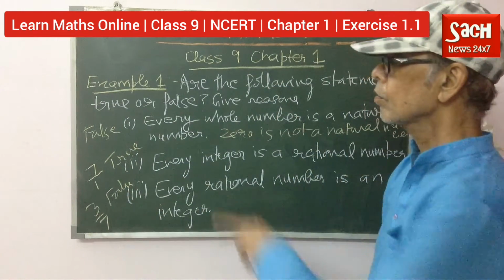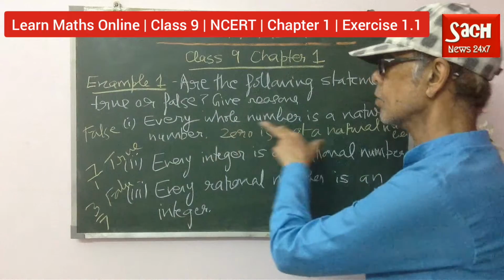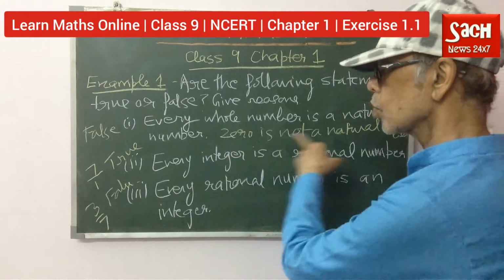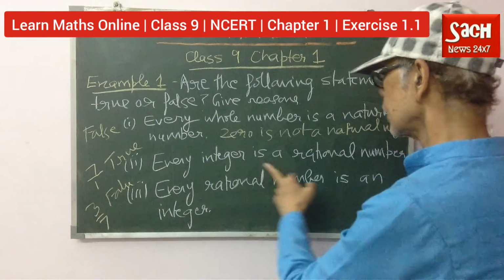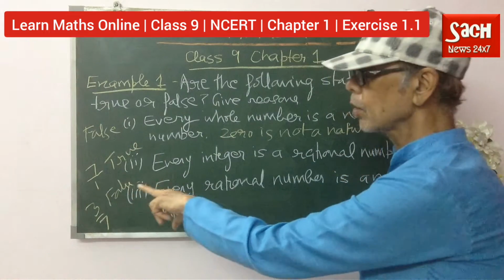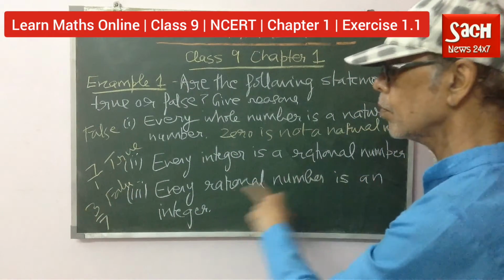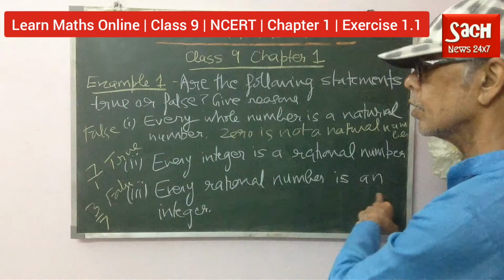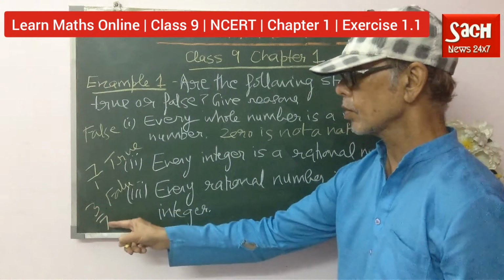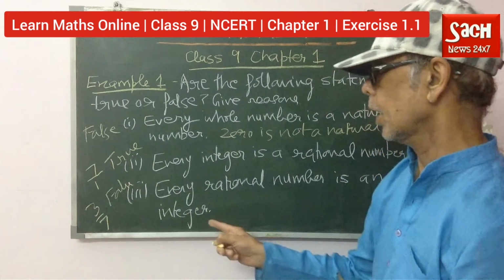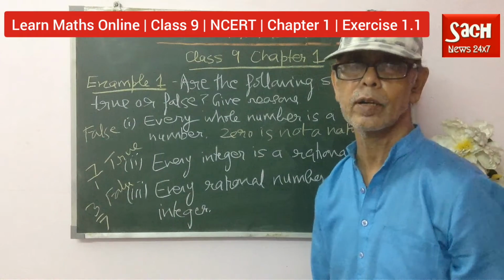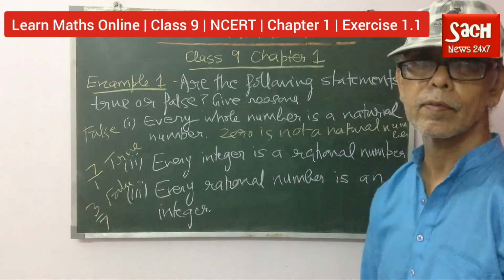Is it clear? So the first one is false, because every whole number is not a natural number. 0 is not a natural number. Every integer is a rational number. Yes, this is true. Every integer can be represented in the rational form. Every rational number is an integer. No, this is false, because 3 by 7 is not an integer. It is a rational number but not an integer.